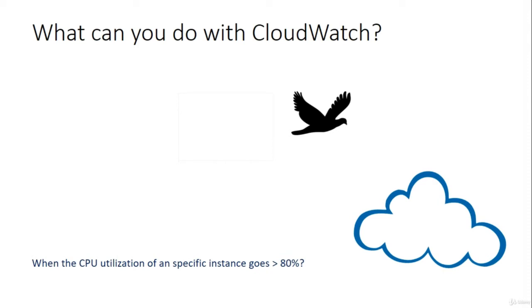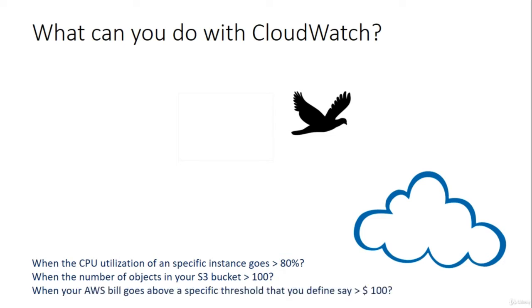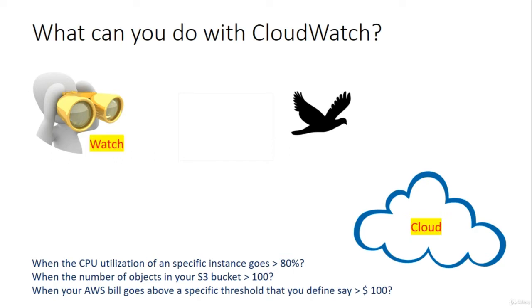So for example, you need to be alerted when the CPU utilization of a specific instance goes above 80%, or when the number of objects in your S3 bucket goes above 100, or you want to be notified when your AWS bill goes above a specific threshold that you define, say for example $100 a month. So you want to keep an eye over your infrastructure. You want to keep a watch over your cloud. So that's what CloudWatch is.